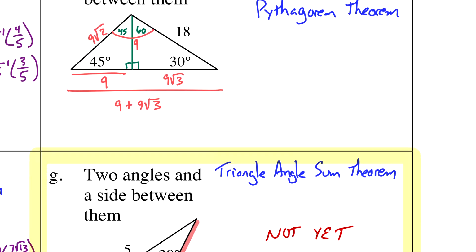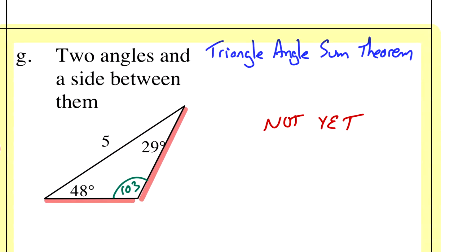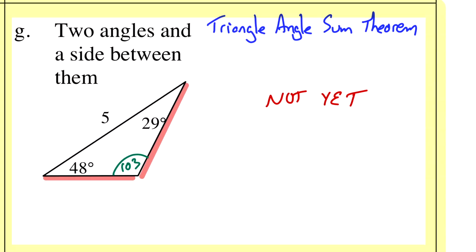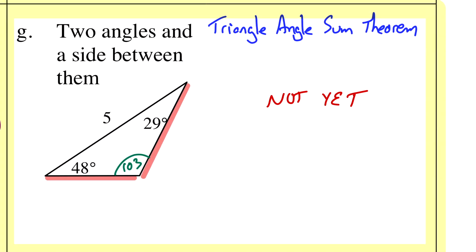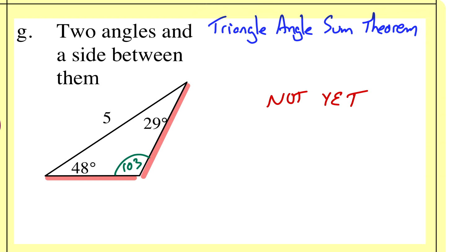All right, and then if we have two angles and a side between them, well, in this situation, the only thing that we can use, I didn't mention it earlier, but it's just kind of given that you already know Triangle Angle Sum Theorem, right? All three angles in a triangle add up to 180 degrees. Well, if I know two of them, you should be able to figure out what the third angle is. So that should be hopefully easy.